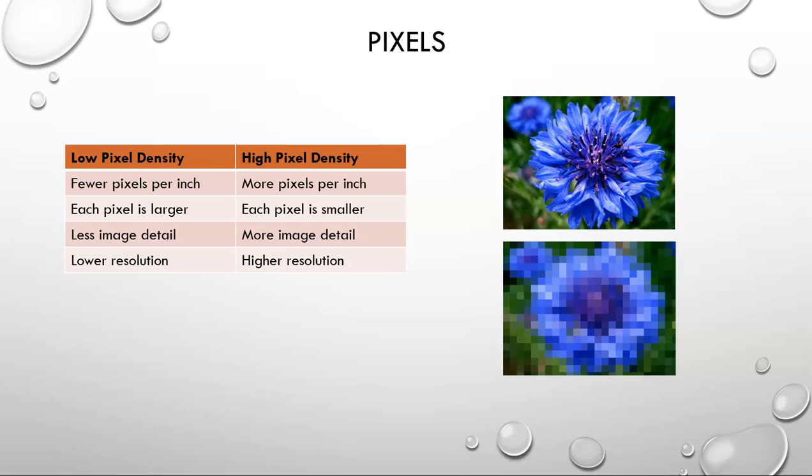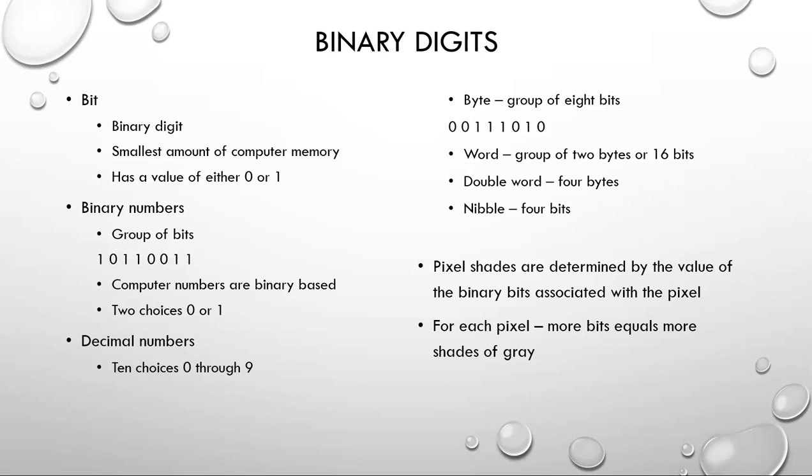Let's talk about how bits affect our image. Binary bits are simply binary digits. These are the smallest amount that a computer memory can handle. They have a value of either 0 or 1. Binary numbers are usually presented to us in groups of bits, and it's not uncommon for this group to be 8 bits, and we call it a byte. All computer numbers are binary based, so you always have a choice of either 0 or 1. All decimal numbers that we utilize have 10 choices, 0 through 9.